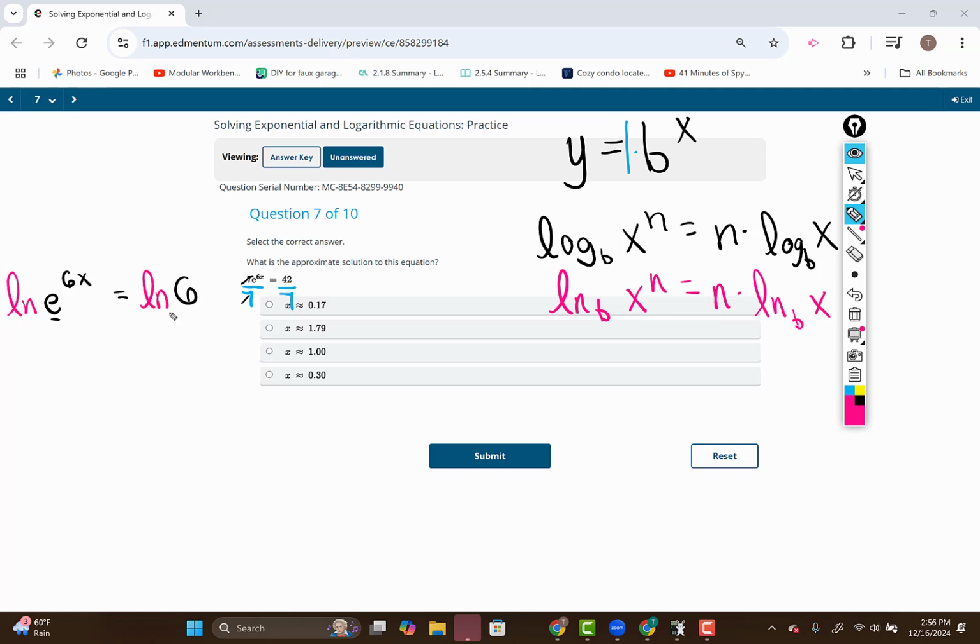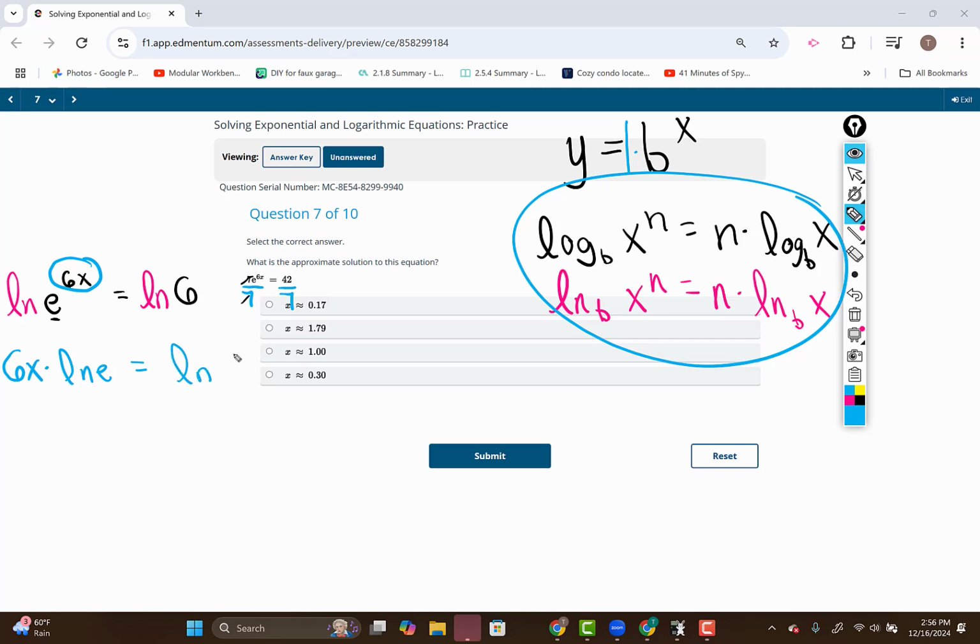And remember, when you take the natural log of both sides, like I just said, there's an assumed base e there. But I'm not going to write it. And now we can apply this property. So on the left-hand side, that 6x is going to move to the front of the natural log of e. Now we're almost done. You should know what the natural log of e is. This is just saying the base, which is e, raised to what power gives us e.